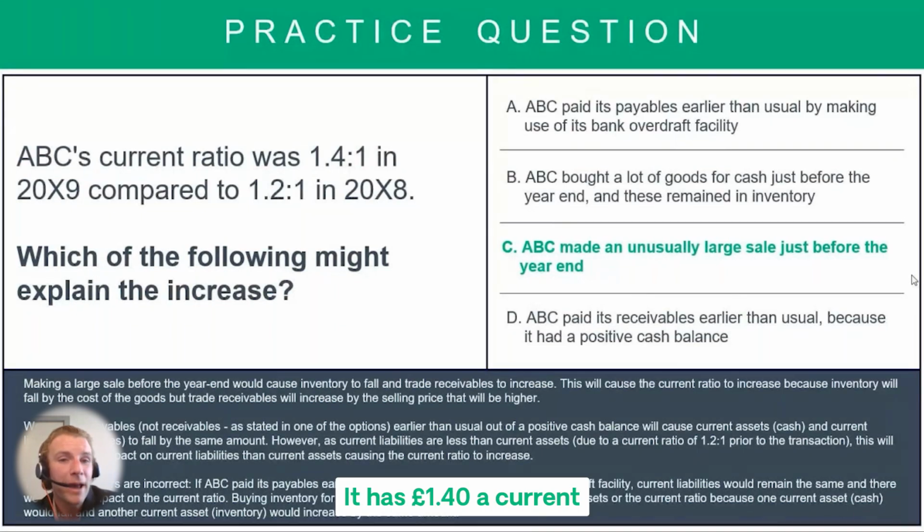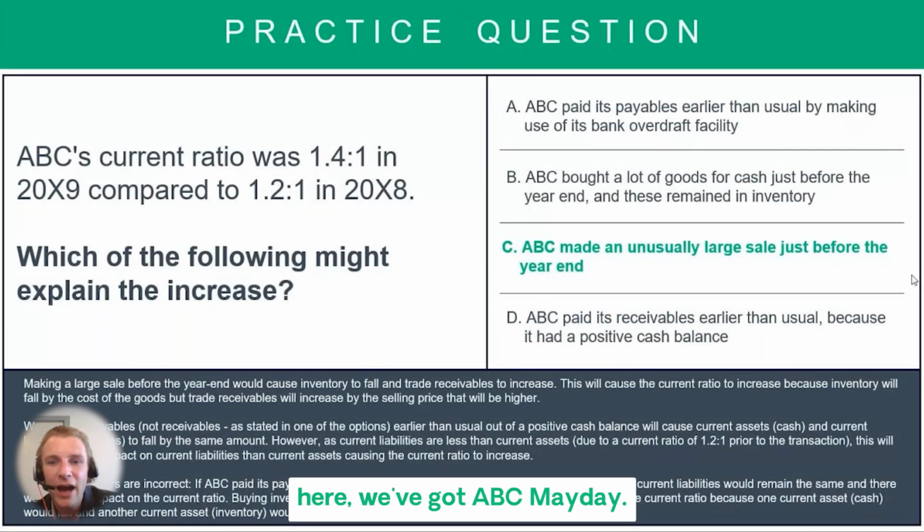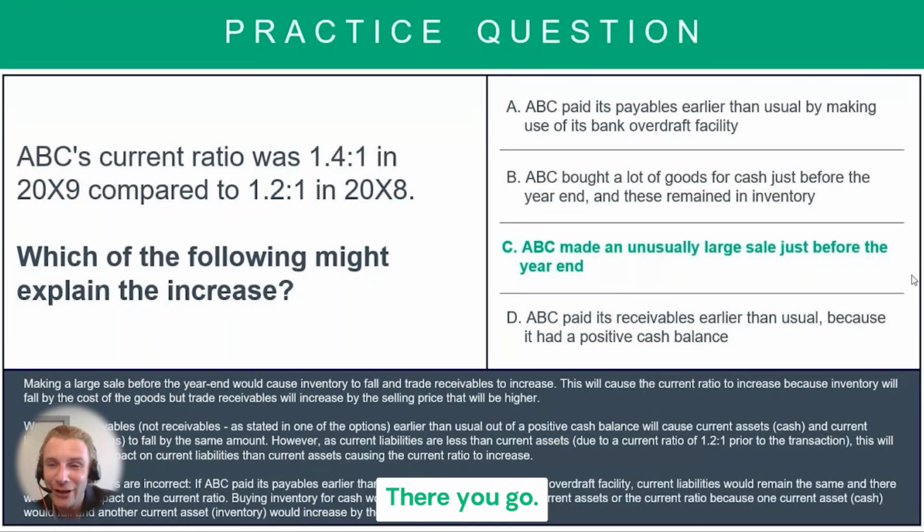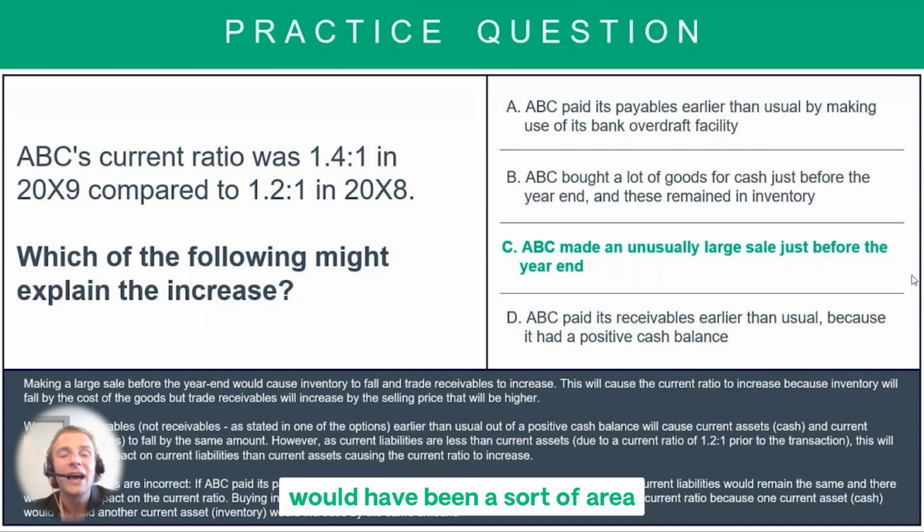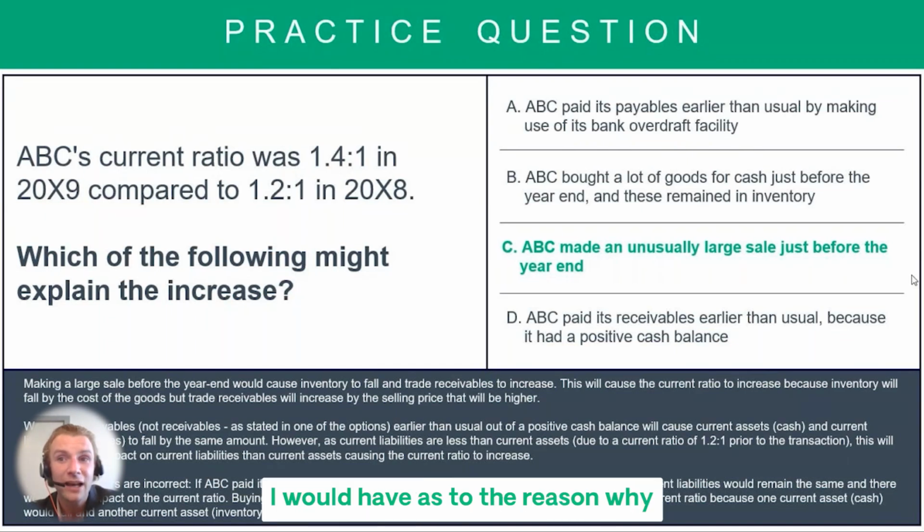It has £1.40 in current assets to £1 in current liabilities. And you can see on the answer here, we've got ABC made an unusually large sale. There we go, that tongue twister, just before the year end, as you can see. So that would mean the sale's gone through, a sort of injection of cash right at the end, and there could have been a cut-off, which would be a key term that I would have as to the reason why that may have happened.